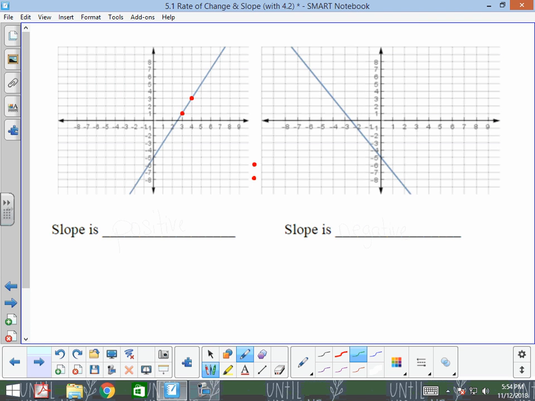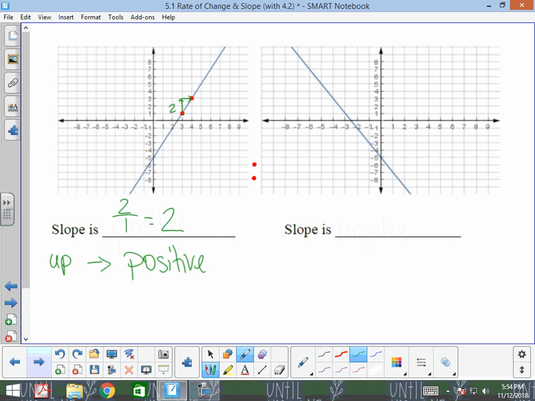Start with the point on the left side of the screen. So we're going to start here, and we're going to count up. 1, 2. So I counted up 2. That means that my top number is positive 2. And then go to the right 1. So the slope of this line is 2. And notice it's positive 2. Notice this line is going up from left to right. So if it's going up from left to right, then it's going to have a positive slope, hence positive 2.